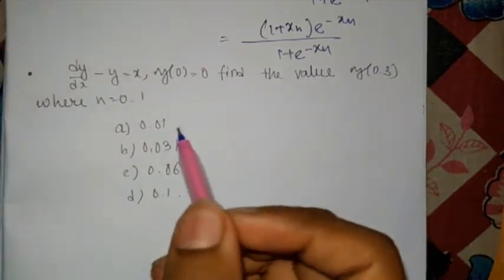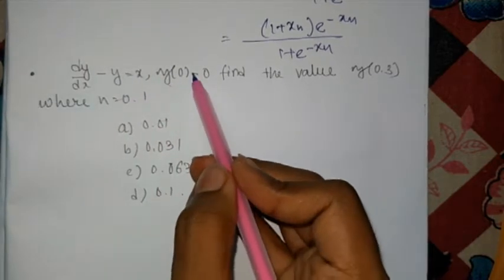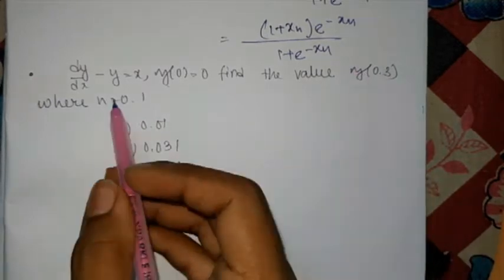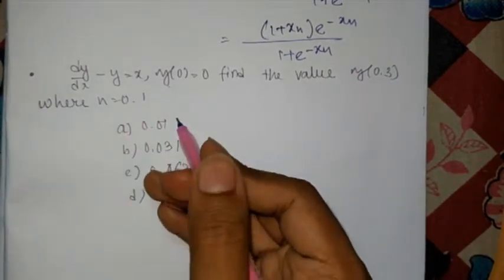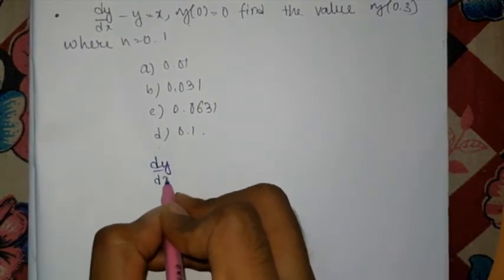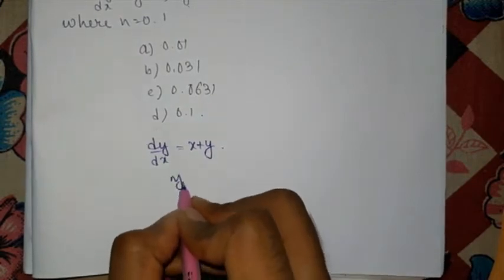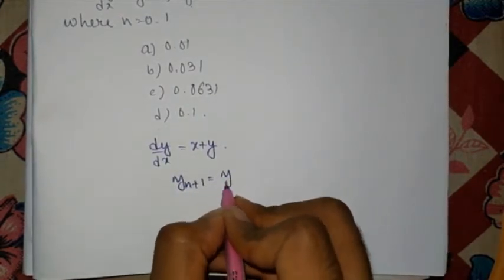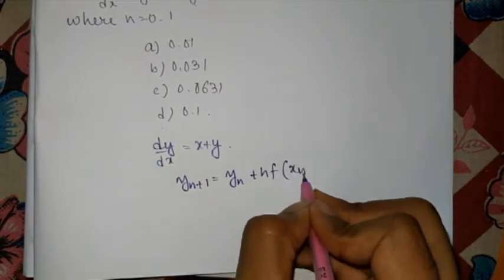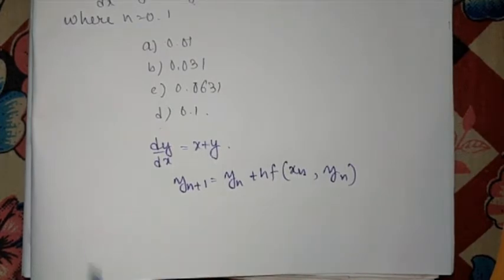Now our next problem is dy/dx minus y equals x, where y(0) equals 0. Find the value of y(0.3) where h equals 0.1. So let me write the equation: dy/dx equals x plus y. Now y(n+1) equals yn plus h f(xn, yn). This is known to us.